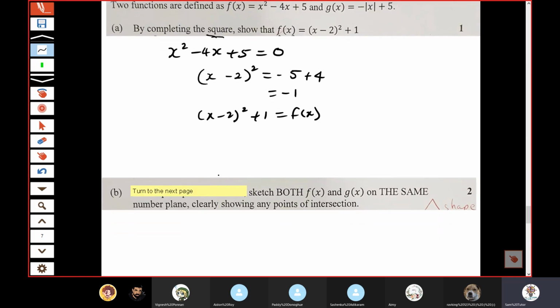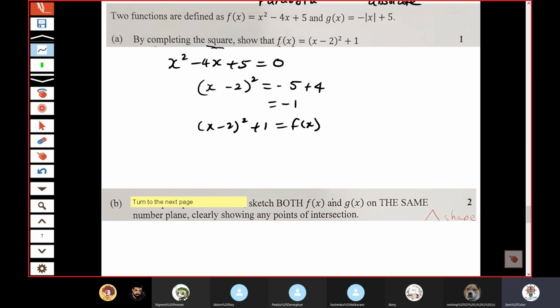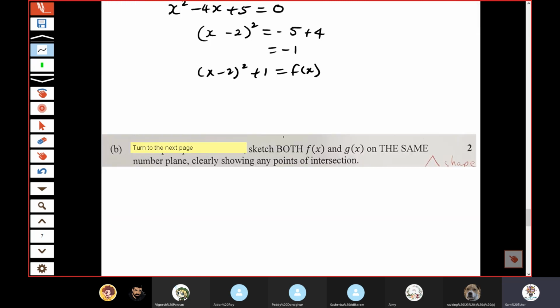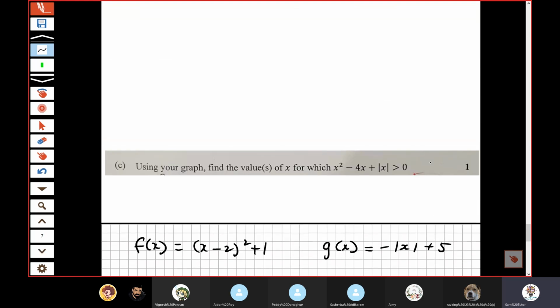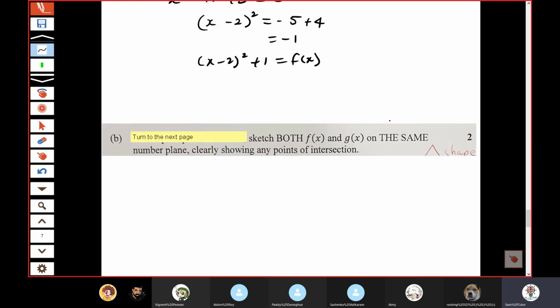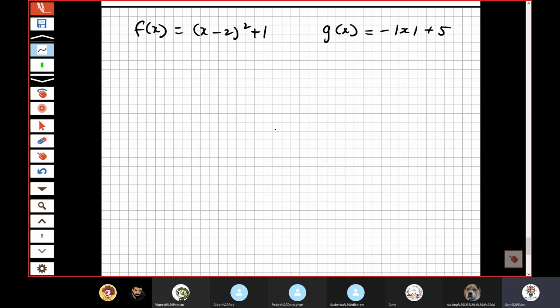Okay, turn to the next page, sketch both f of x and g of x on the same number plane, clearly showing any points of intersections. So we've got x minus 2 squared plus 1, and go here, f of x equals x minus 2 squared plus 1, and g of x equals negative absolute value of x plus 5, was it? Yep, all right. So, x minus 2 squared.